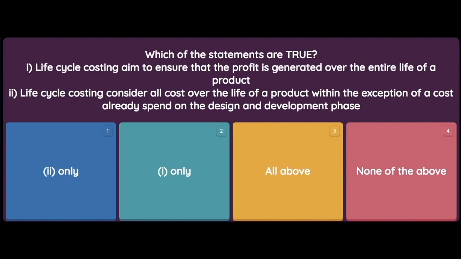Question number 2. Which of the statements are true? Number 1. Life cycle costing aims to ensure that the profit is generated over the entire life of a product. Number 2. Life cycle costing considers all costs over the life of a product with the exception of a cost already spent on the design and development phase. Which is the answer? 2 only, 1 only, all above, or none of the above. So guys, let's try.